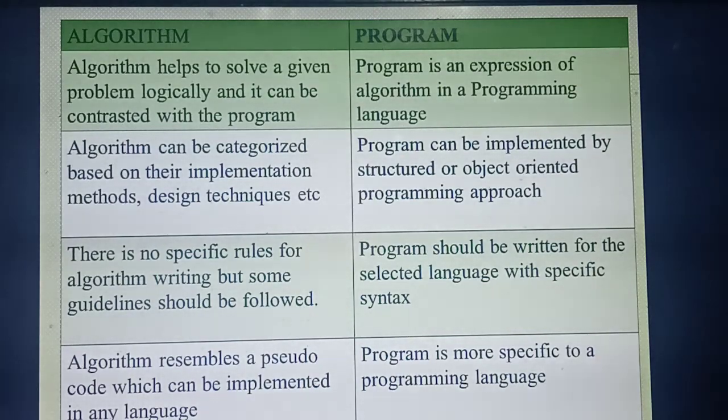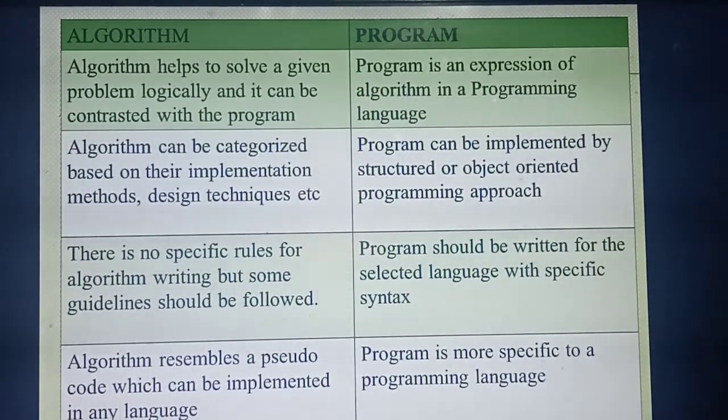In a C++ program you write #include iostream, then int a, b, c. C equal to a plus b. Then print C, isn't it? So whatever things you are expressing in the algorithm, the same things you are expressing in a program using some programming language. Understood the first point?